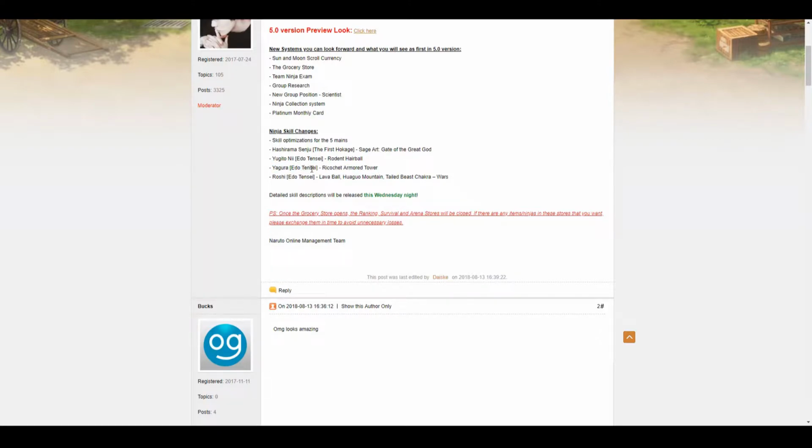Then you also have Yagura Edo Tensei Rocket Armored Tower. I believe that's his mystery. Then you have Roshi Edo Tensei. It's just a whole bunch of changes with a long lava ball.